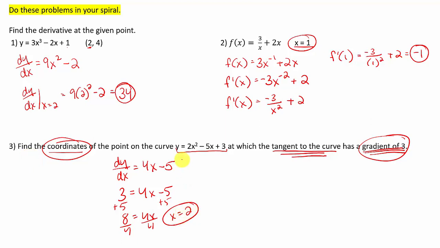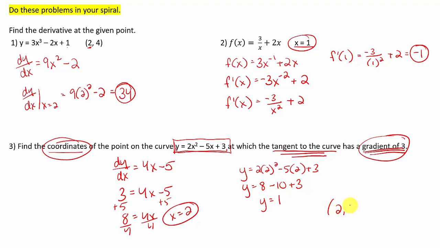And then remember, once you have an x, you go back to your original curve, your original equation, and you plug that x in so that you can find the y value that goes with it. So we're going to have 2 squared is 4, times 2 is 8, minus 10, plus 3. And so y here is going to be 8 minus 10 is negative 2, plus 3 is positive 1. So I'm going to have the coordinate of 2, 1. And that's my answer. That's the coordinate where the gradient or slope is 3, and this is the slope of the tangent and the slope of the curve at this point which they share.